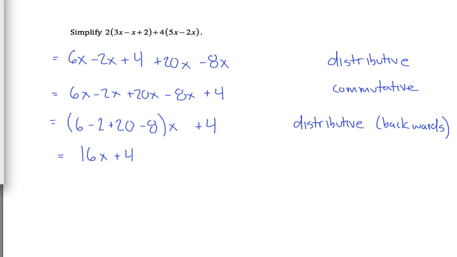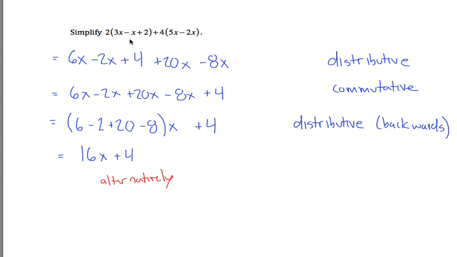I want to show you an alternative way that you could attack this problem. It goes against the order laid out in the book, but it'll save you some time and it'll be a handy trick to use. So alternatively, what we could do is first combine like terms. 3x minus x is 2x.